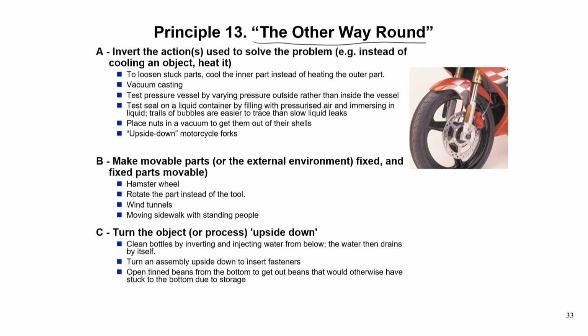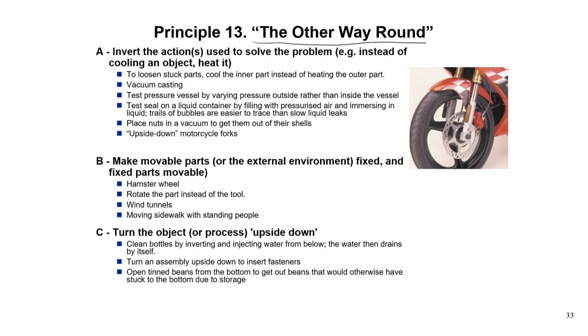Or the vacuum casting, or say the test pressure vessel by varying pressure outside rather than inside the vessel, or let us say place nuts in a vacuum to get them out of their shells. So, everywhere you actually invert the problem. Okay. So, let us say you have two systems to actually move relatively against one another. If the traditional mechanism is to move system A, then you try to hold the system A and try to move system B. So, that is inverting the action.